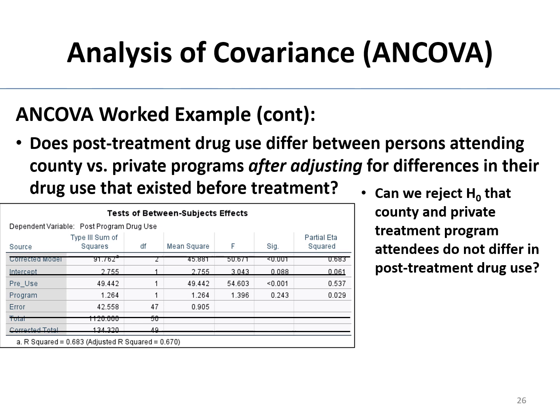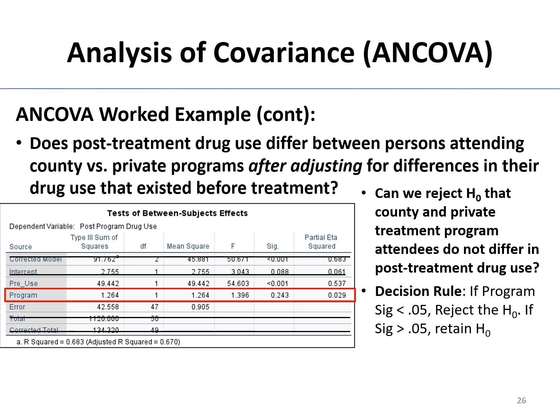Can we reject the null that county and private treatment program attendees do not differ in post-treatment drug use? That's our null. There's our row. Sig there for program, our independent variable, is 0.243. Our decision rule: if sig's less than 0.05, we're going to reject that null. There's still a difference, because remember in the ANOVA there was a difference. If sig's less than 0.05 for the independent variable, we're going to reject the null.